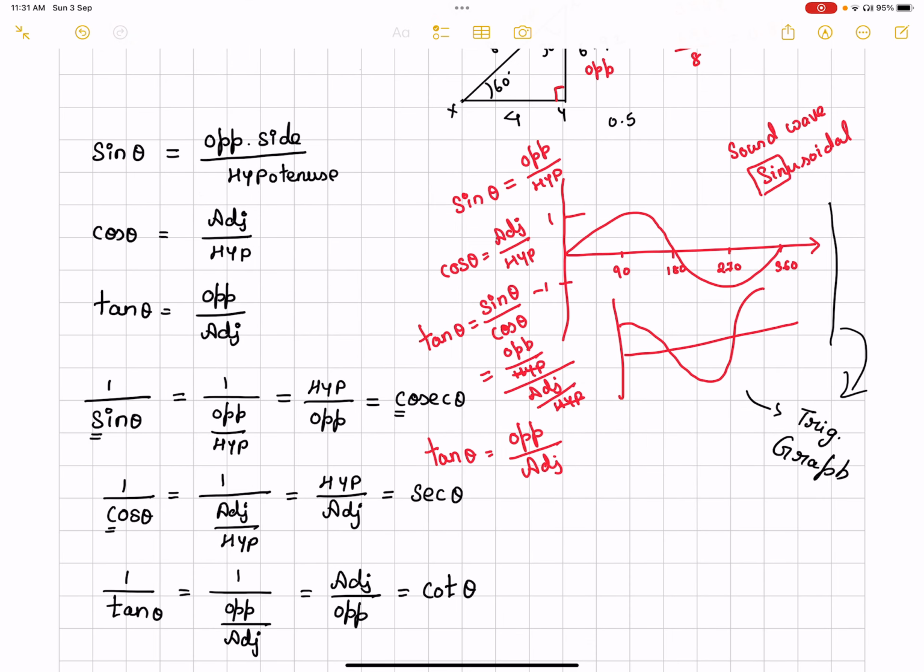How to do problems based on this, we will look at in the next video. And shorts will be created for these formulae: opposite by hypotenuse for sine, reciprocals, and the three basic trigonometry formulas. And even for angles, shorts will be there. Kindly have a look at those as well.